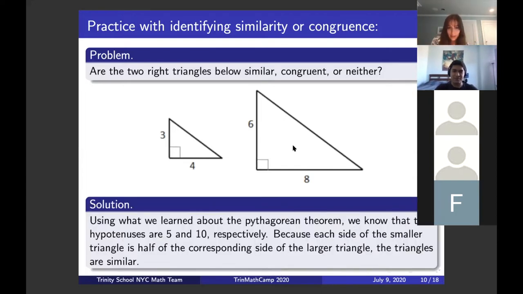So exactly as you said, they're similar, and because they're in a ratio of 1 to 2, we also know that this is a 5 and this is a 10. What's kind of interesting is we didn't know all three side lengths for this, right? We didn't know that this was a 5 and this was a 10. It didn't have it written down. So if this wasn't a right triangle, would we be able to know that these two triangles are similar?